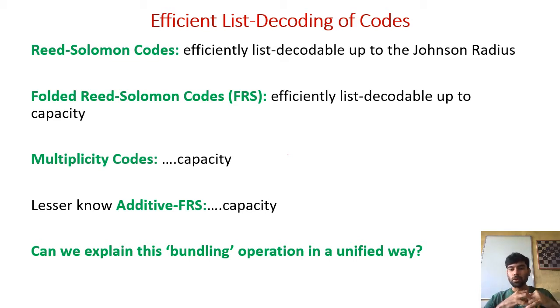Because in folded Reed-Solomon codes you bundle the various multiplicative shifts applied to a polynomial. In additive folded Reed-Solomon codes you bundle various additive shifts applied to a polynomial. In multiplicity codes you bundle various derivatives of the polynomial. So we try to give a unified explanation of why this bundling seems to work.